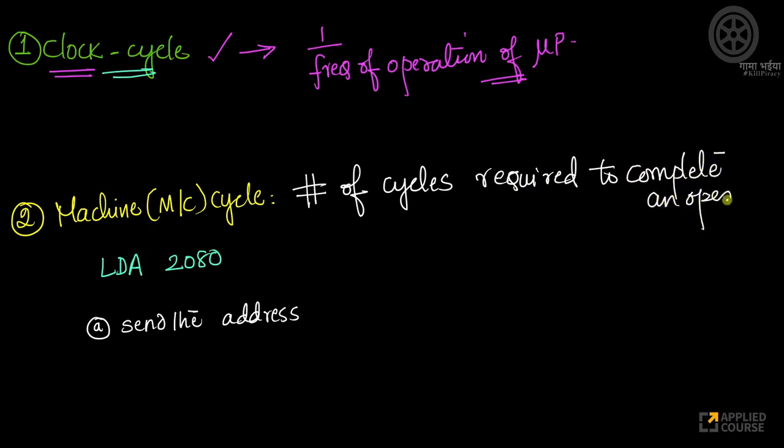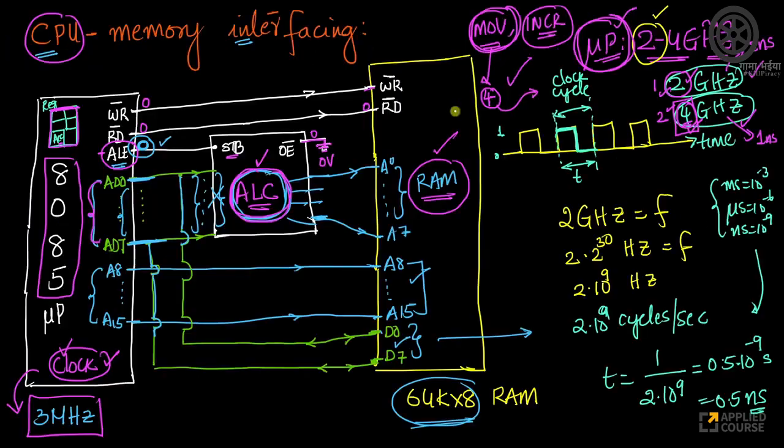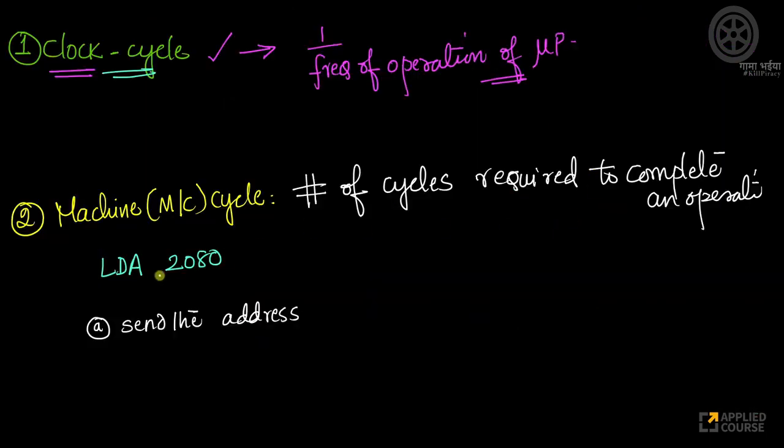I told you just a while ago that let's assume an operation like move requires 4 cycles. Now what are those 4 cycles? Let's try to understand that. So let's take a machine instruction, because we've already seen move and increment. Let me introduce you to a new machine instruction. This is called LDA, and there is a memory address given here.